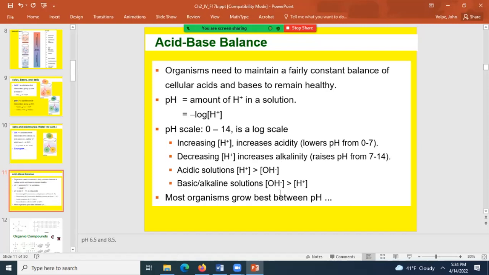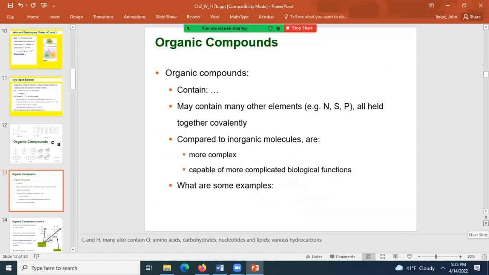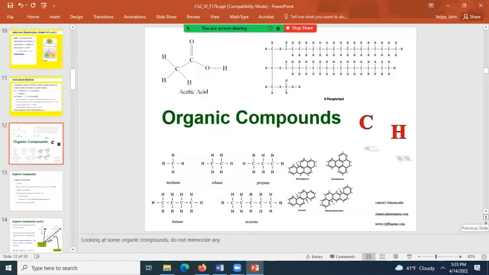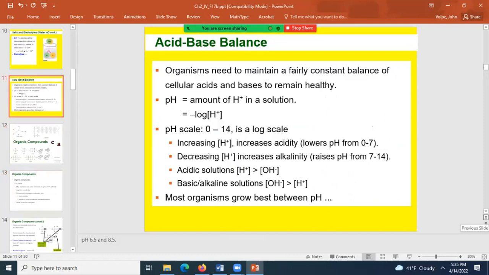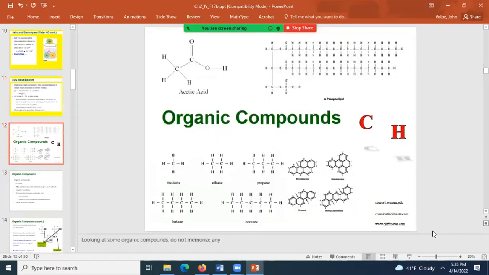And most organisms grow best around pH 7, so between a pH of 6 and 8. Your textbook says exactly 6.5 to 8.5, but I think it'd be better to say around pH 7. Most organisms, not all organisms. All right, any questions about acids and bases and salts, anything like that? If there's no questions, I'm going to move on.